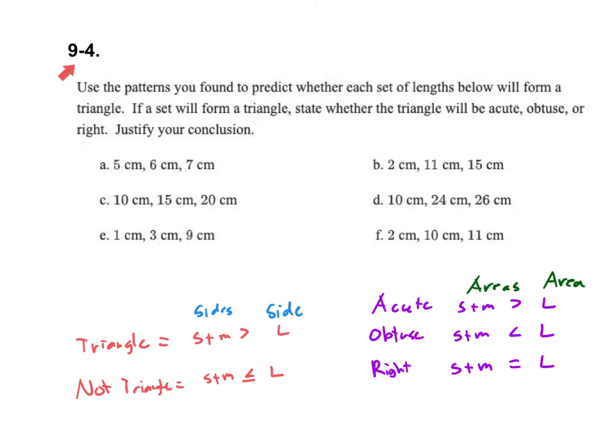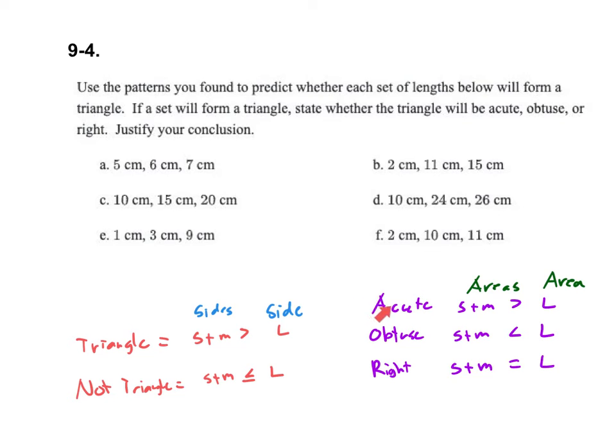Okay, so let's take a look at 9.4 and let's use that information. I've got it summarized down here. If it forms a triangle, the small plus the medium side has to be bigger than the large side. If it's not a triangle, the small plus the medium side should be less than or equal to the large side. Then once we know that it's a triangle, then we can classify it as acute, obtuse, or right.